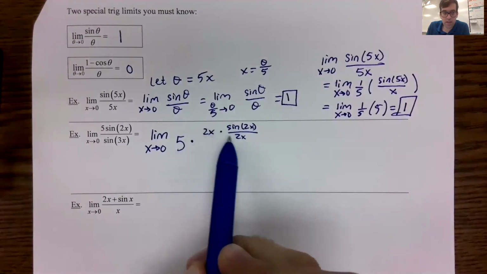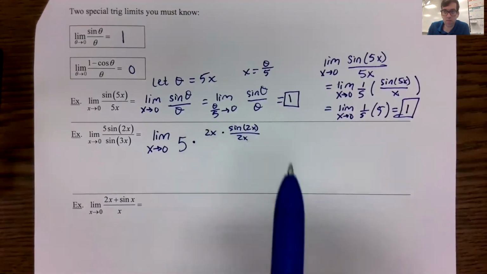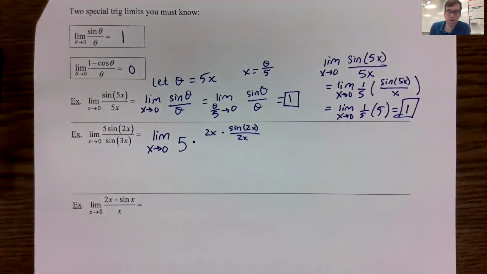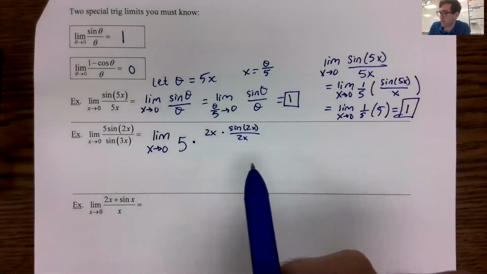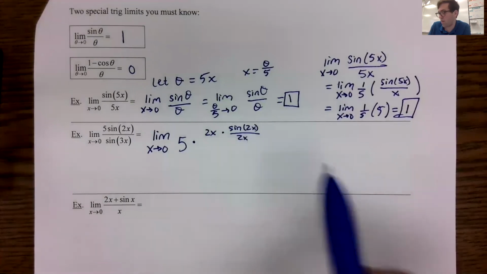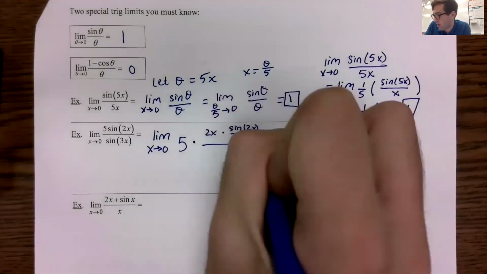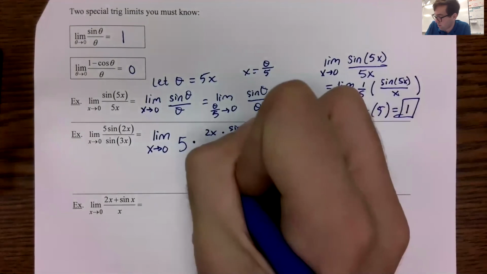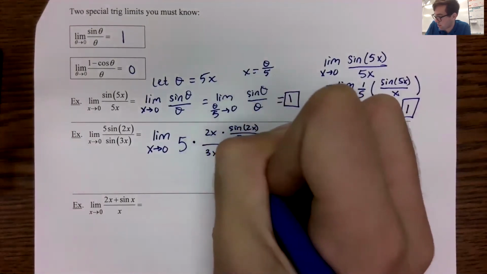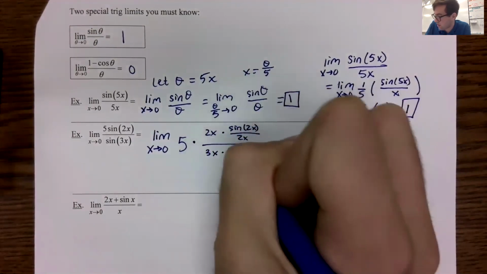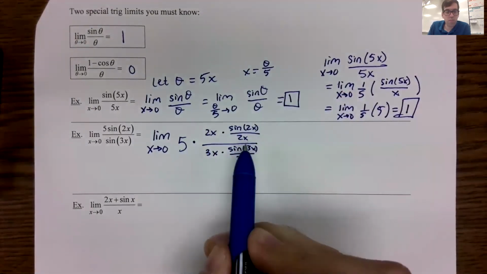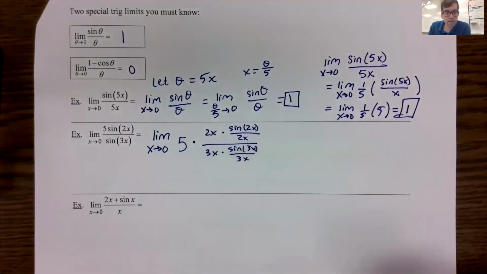So this is 2x over 2x, right? I can multiply by 5 over 5. It doesn't make a difference, right? Because that's just multiplying by 1. So I'm just manipulating this fraction by multiplying by 2x and dividing by 2x. I'm going to do the same thing in the denominator with the 3x. I multiplied by 3x and divided by 3x.